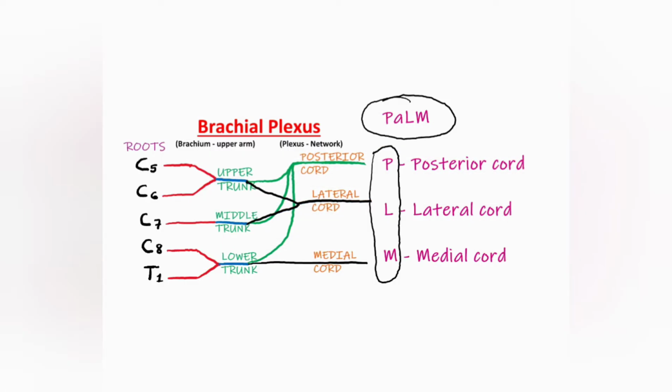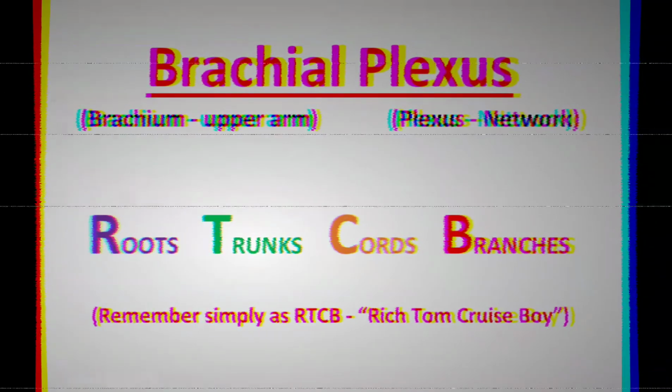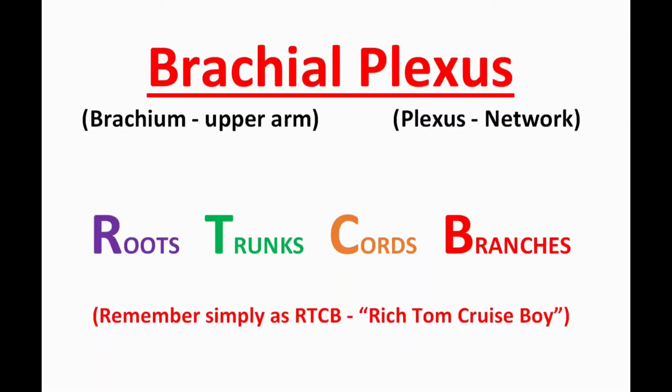Here I have made a very easy mnemonic for you to remember the chords, which you place in this sequence only. The mnemonic is PALM. We are missing the A, I know, but you can remember from above downward as PLM. The uppermost one is the posterior chord, then comes the lateral chord, and the lowermost is the medial chord. Here comes the mnemonic again: Rich Tom Cruise Boy.